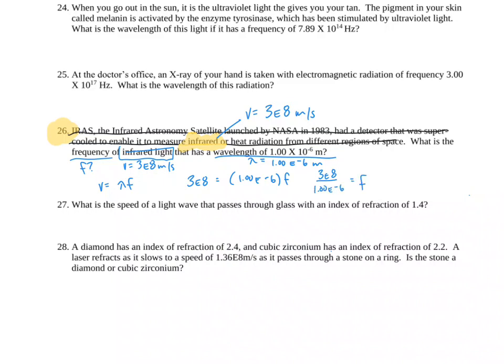So after typing this into the calculator, 3e8 divided by 1e negative 6, I get 3e14. And this is frequency, so it's measured in hertz, also referred to as cycles per second. So the number of waves that occur per second.